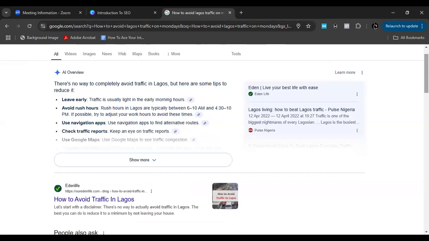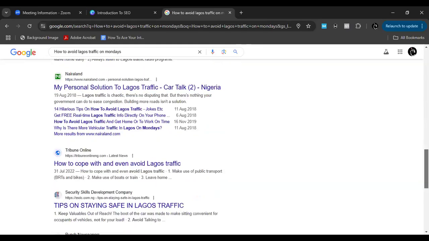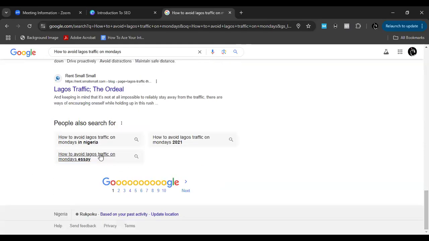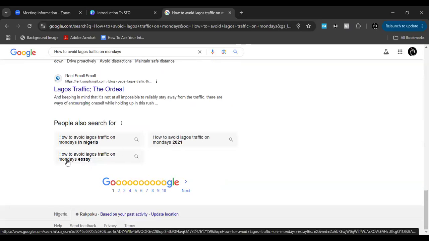So this is how some of the thought process around content works. Sometimes you can come and see here, how to avoid Lagos traffic on Mondays, essay. So let's say, for instance, it could be a school.